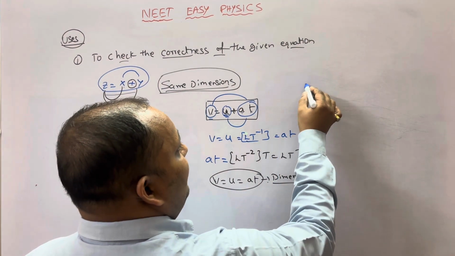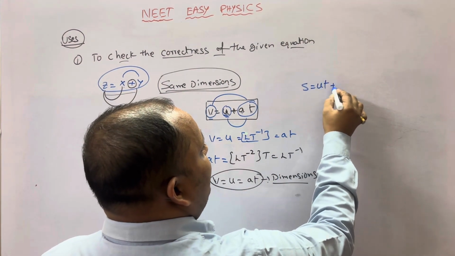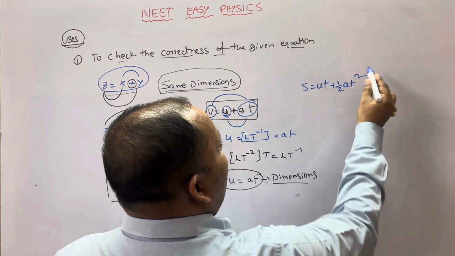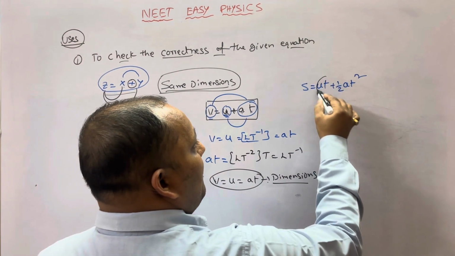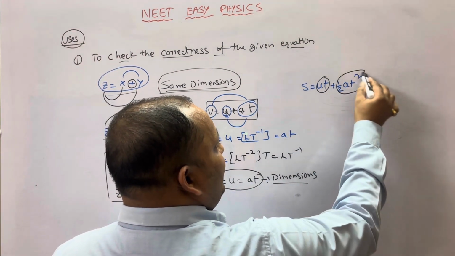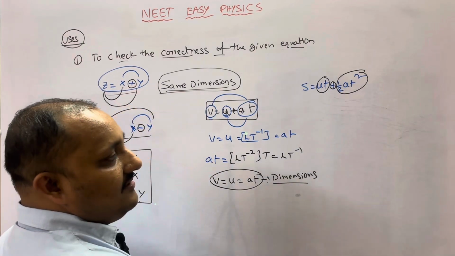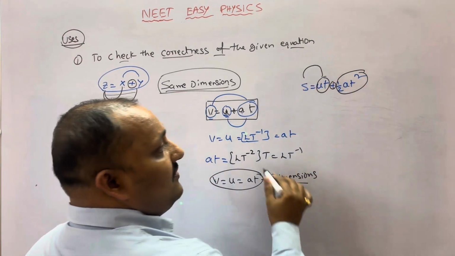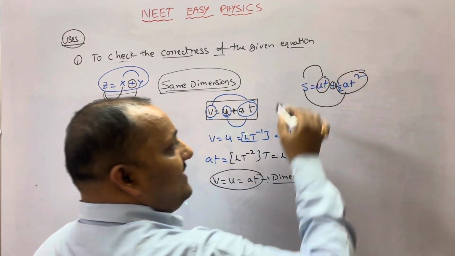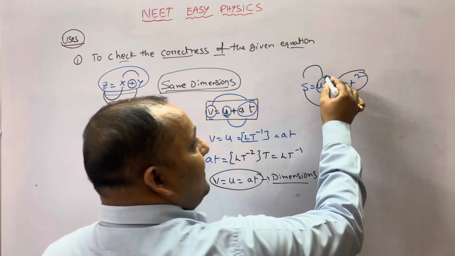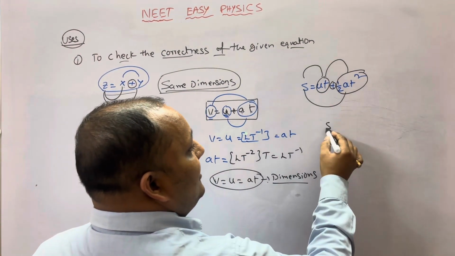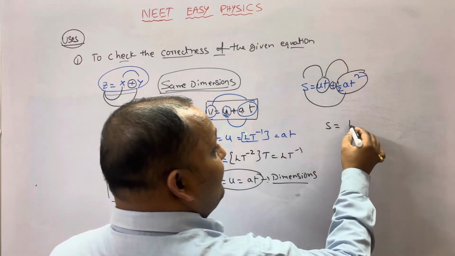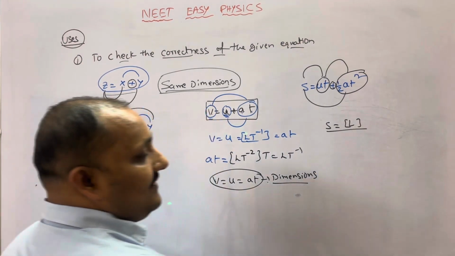So you can take any other equation. You came to know this equation after that: S is equal to ut plus half at square. Now see here, between ut and half at square, what did you write? Plus. Like that, s equals ut, s equals at square, and ut equals at square. Now we will see. What is s here? Displacement. Displacement dimension formula? Length, L.